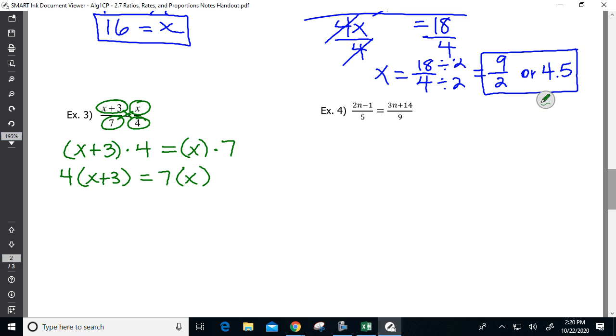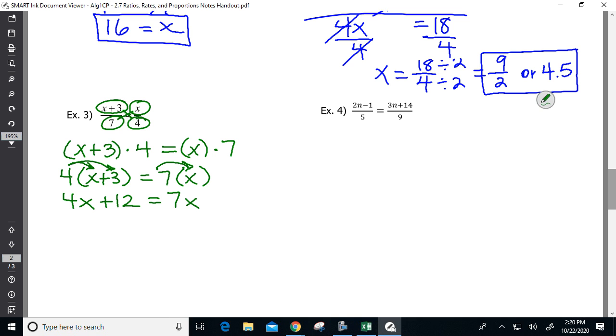Alright, so let's solve it. What do we do on the left-hand side? Distribute. Excellent job. 4x plus 12. And the right-hand side, we're going to distribute again. 7x. We got variables on both sides. We just finished doing something like that not too long ago.